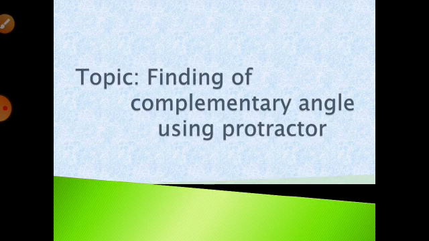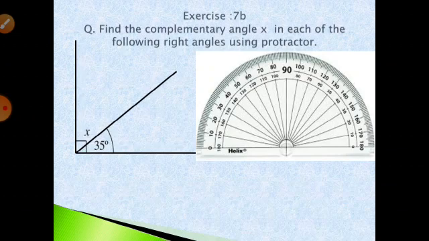Let's see how. This is your question of exercise 7b. Find the complementary angle x in each of the following right angles using a protractor. Why right angles? Because we all know that if the sum of two angles is 90 degrees, they are called complementary angles. So today we are going to calculate the missing complementary angle using a protractor.